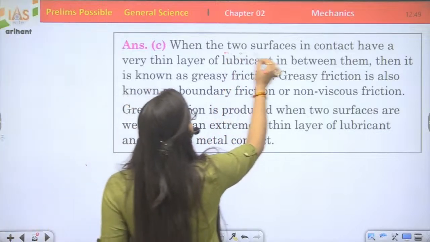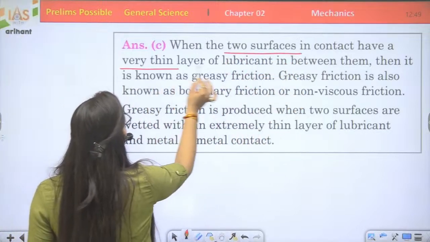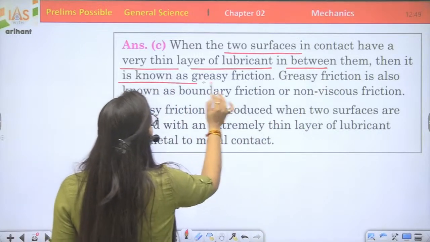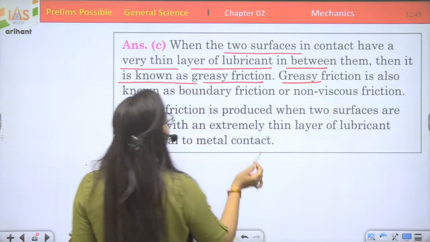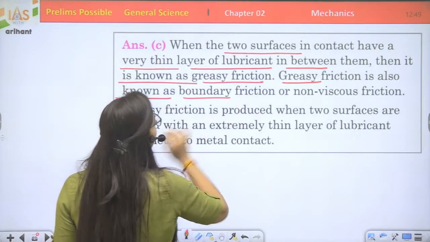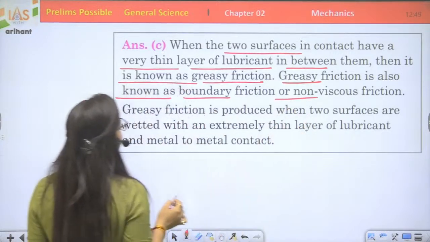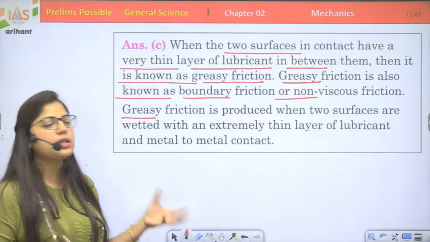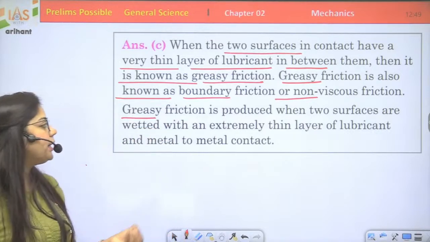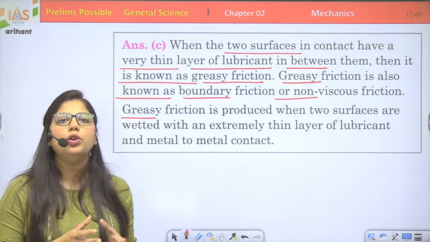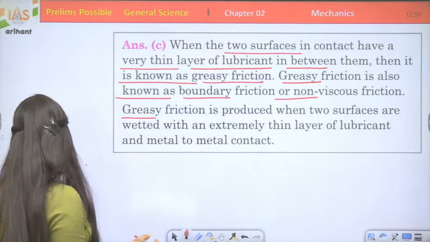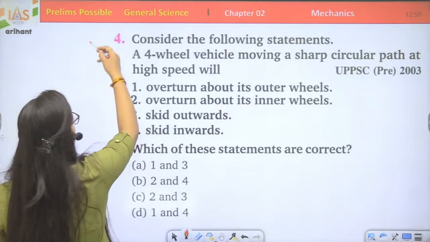When two surfaces in contact have a very thin layer of lubricant in between them, then it is known as greasy friction. Greasy friction is also known as boundary friction or non-viscous friction. Greasy friction is produced when two surfaces are wetted with an extremely thin layer of lubricant and there is metal to metal contact, right? Next question comes here.